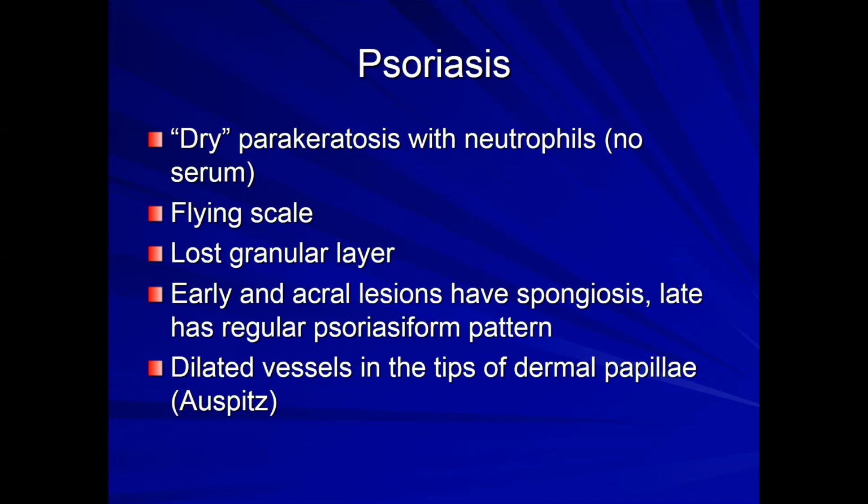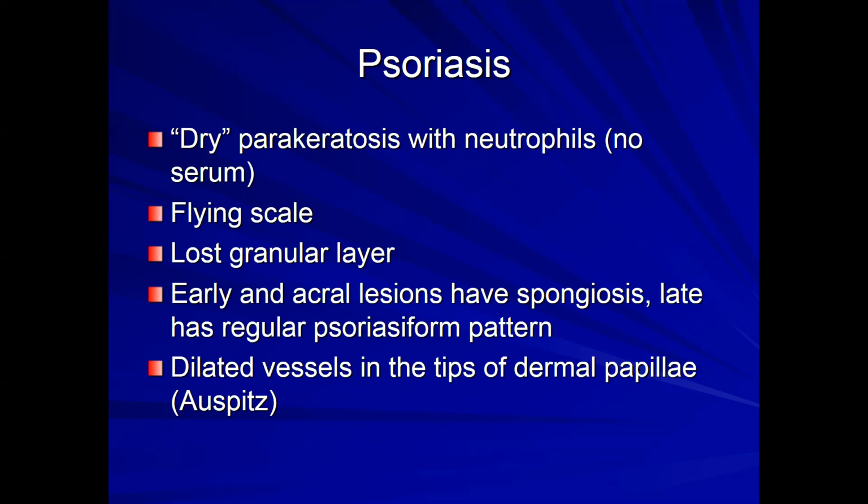What do I mean by dry? I mean there's no serum in the parakeratosis of the cornified layer, and there are sandwiched neutrophils in between. The scale tends to fly, which I'll point out later, and that just means that the scale tends to curve upward as opposed to curving downward with the epidermis. You lose your granular layer in advanced lesions. You won't lose it in early lesions.